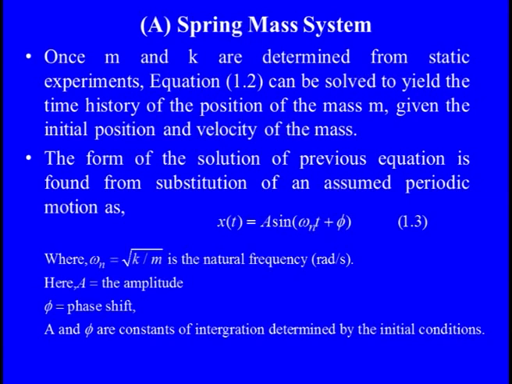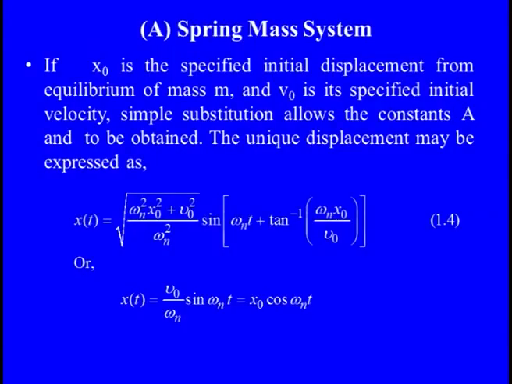Then A and phi are constants that we can simply find through integration by applying the boundary conditions or the initial conditions. So, if x0 is the specified initial displacement, the known parameter from the equilibrium, and v0 is again a known parameter to us, we can simply get the displacement x of t as the square root of x0 square plus v0 square by omega n square, times sine of this term. This is my generalized solution.